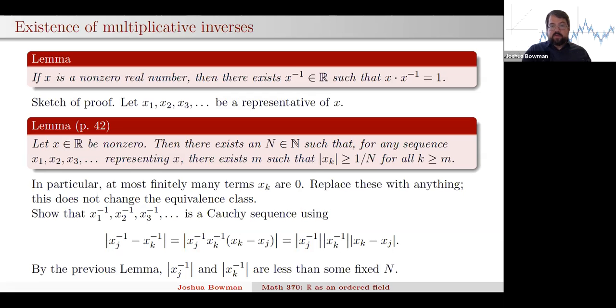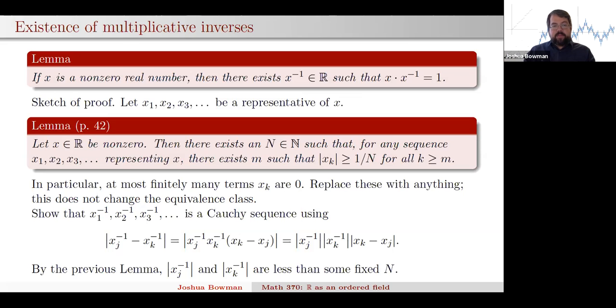They'll always not be 0. Those early terms, as you've shown on a homework problem, don't change the equivalence class. You can play around with the early stuff any way you want, and it won't change the equivalence class of the sequence, so it won't change what real number it represents. So you can take all those zeros and just replace them with something else, say 1.